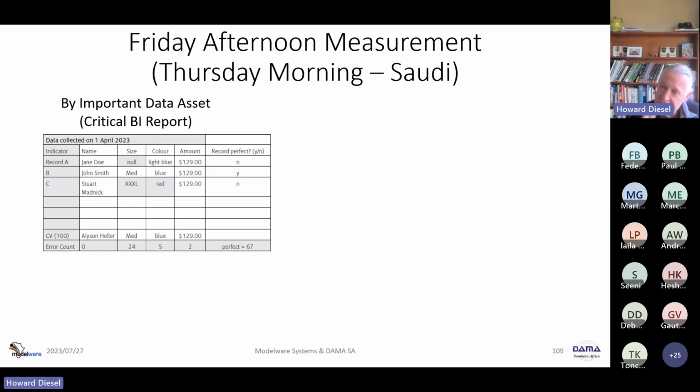So be careful. Be careful of ramping those costs up to say, look at all these things that you've got and the challenges that you face, and this is what it's costing you as a business. Be careful of that. So one of the things I like about Tom Redman's approach, he calls it Friday afternoon measurement. The idea is that you would spend the Friday afternoon choosing an important data asset, the critical BI report, or one that people are complaining about.